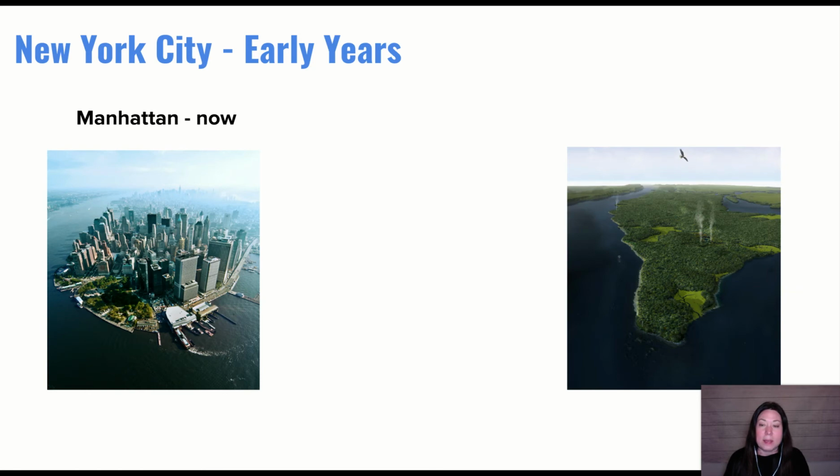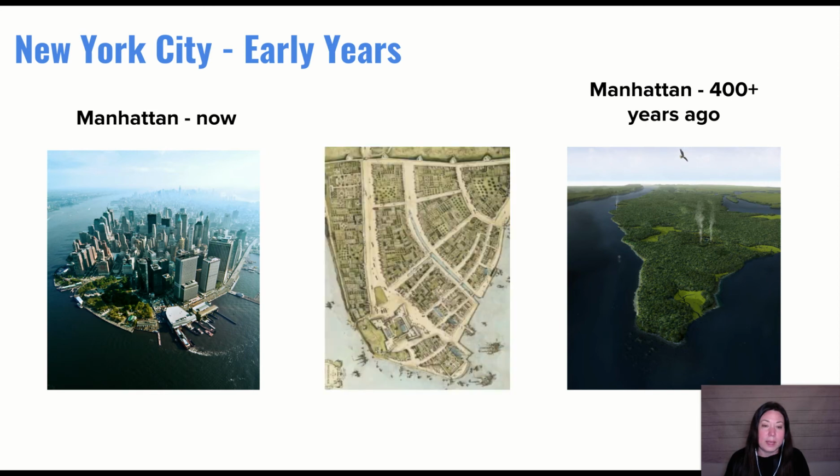And then in the last lesson, we looked at what Manhattan looked like for the first inhabitants and when Henry Hudson arrived almost 400 years ago. And today we learned about the Dutch settling New Amsterdam. And this is what that looks like. And that was about 350 years ago.